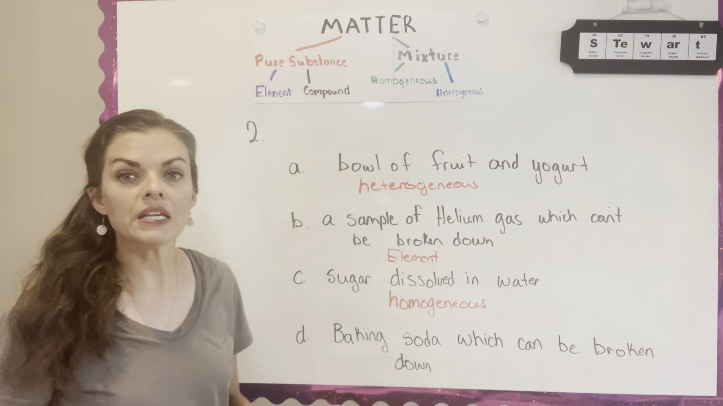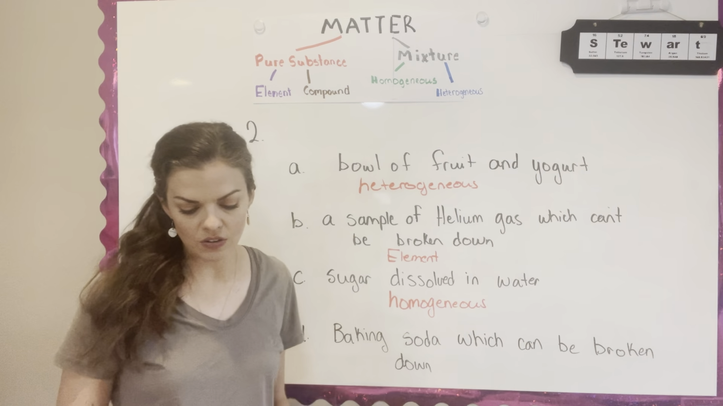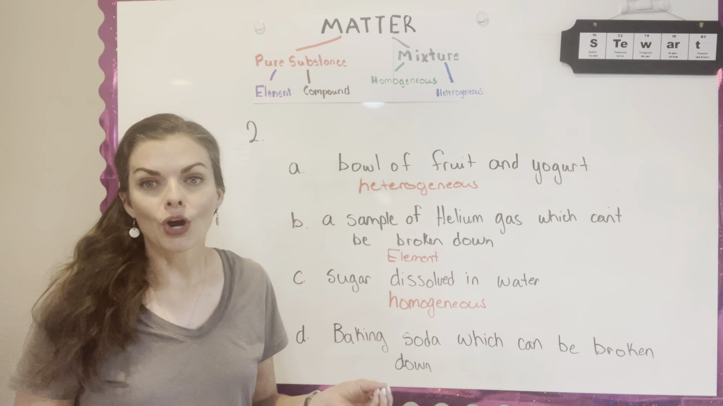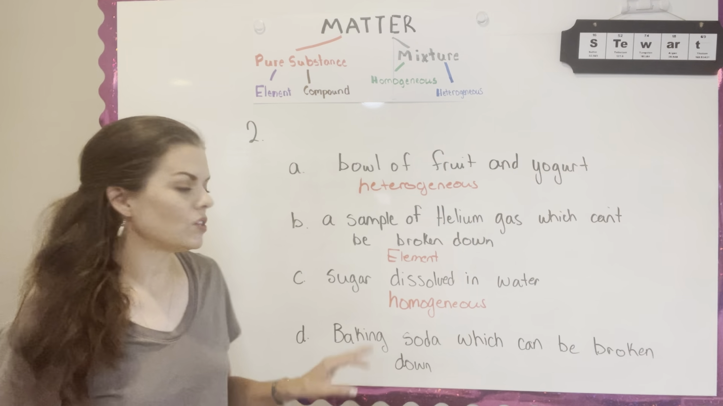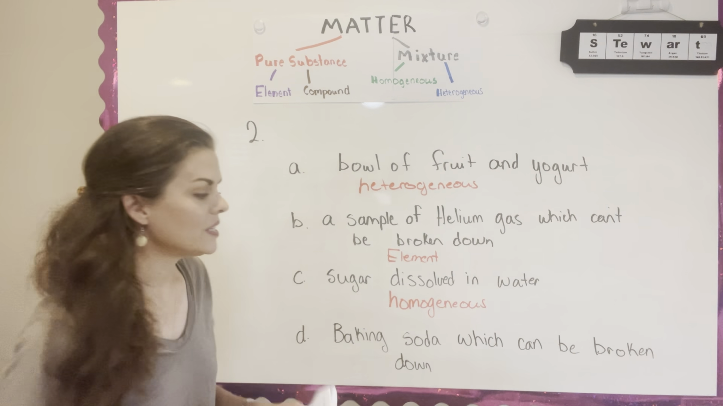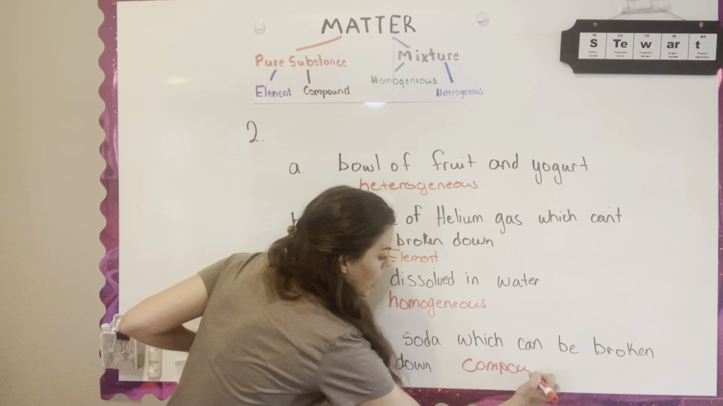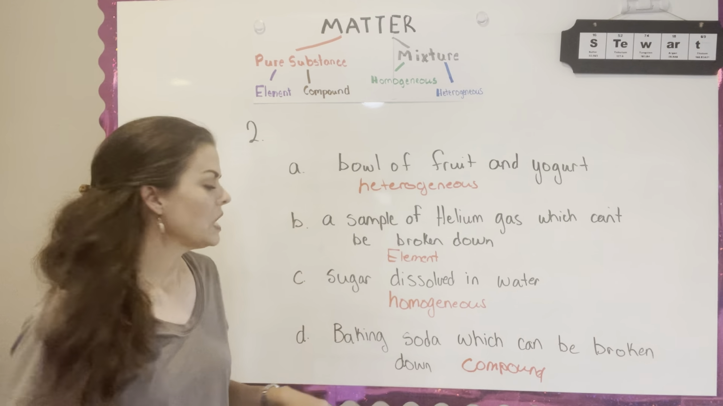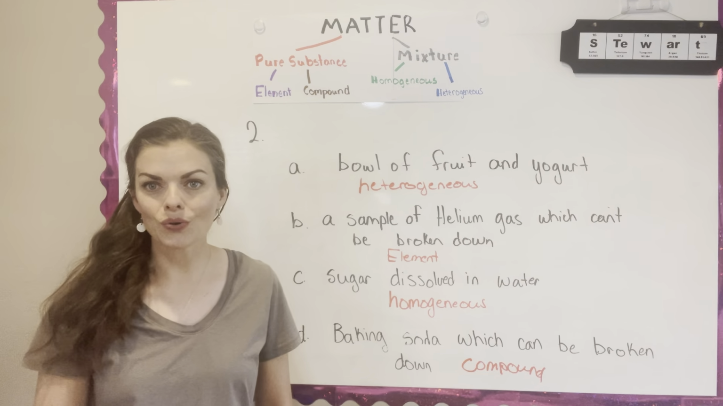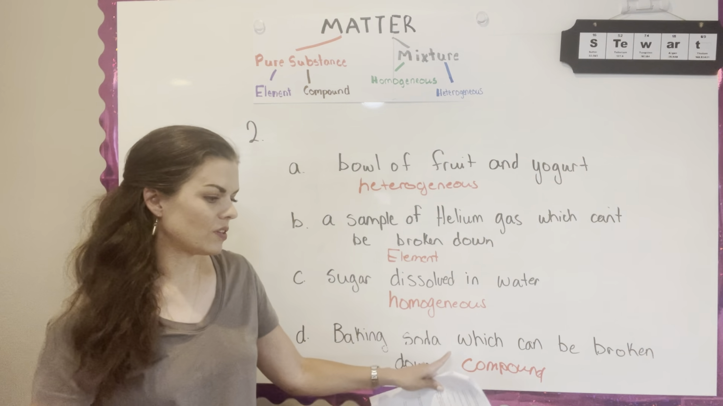D says baking soda, a compound, but it can be broken down, and it tells me it can be broken down into hydrogen, carbon, oxygen, and sodium. And so if it can be broken down, but it's not a mixture, it's a compound. How I know it's not a mixture is it's not multiple stuff. It's one thing, it's baking soda. But it's not an element because it can be broken down into these different parts.